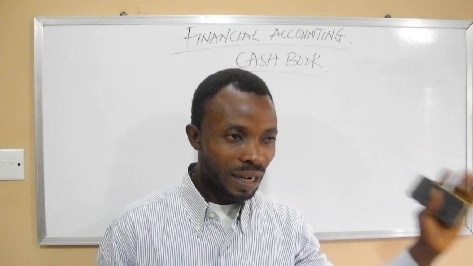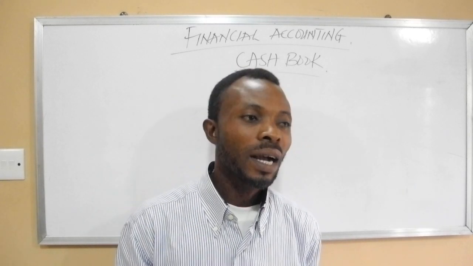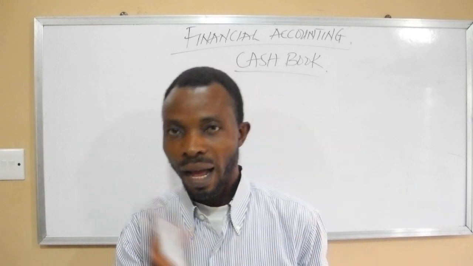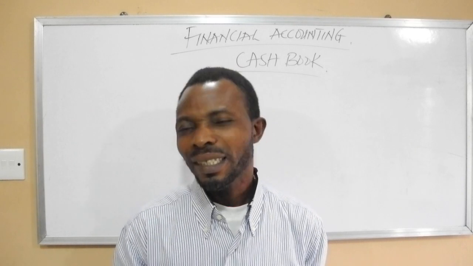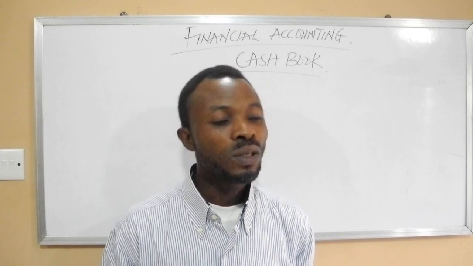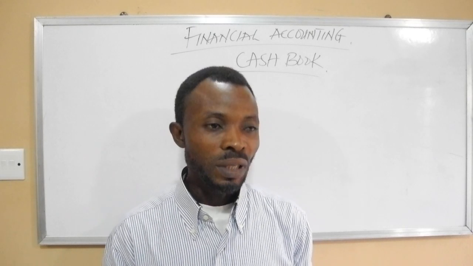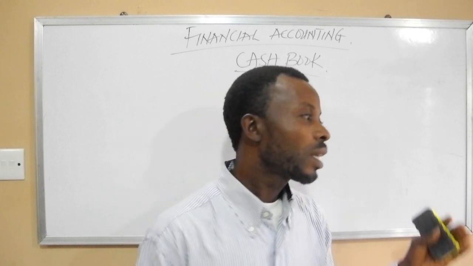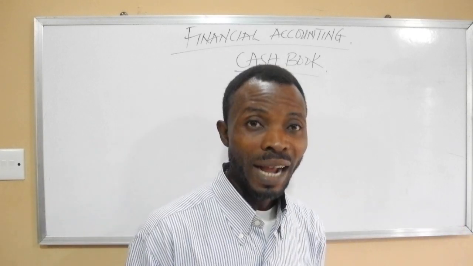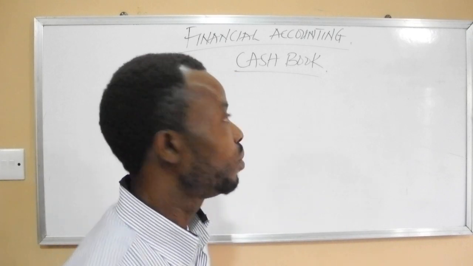So you either credit one account and debit the other account, or you debit one account and credit the other account. That is the rule of the double entry principle. And don't forget that the double entry principle also says we must credit the giver, then we debit the receiver. Okay, now having this background, let's look at the different types of cash book.